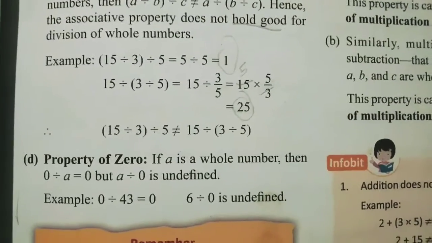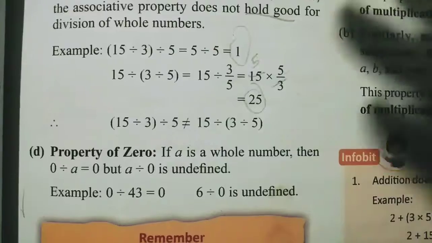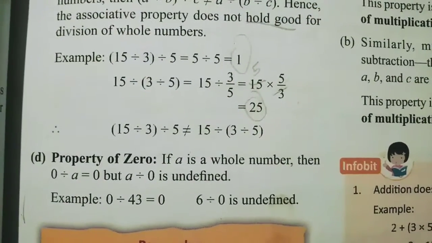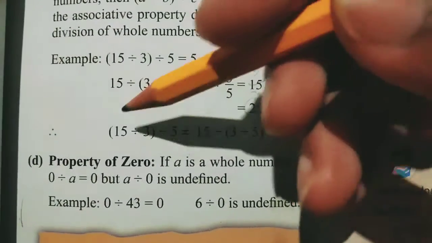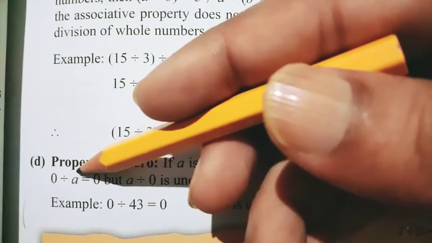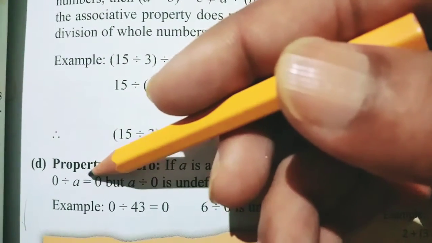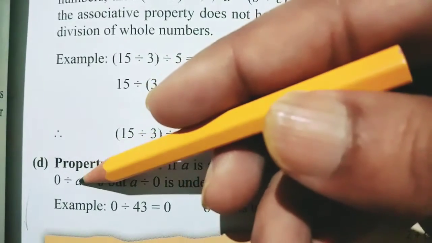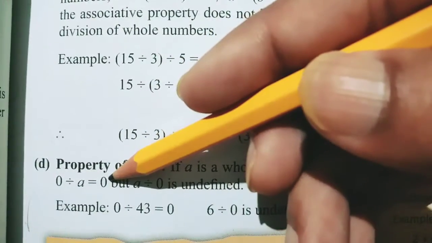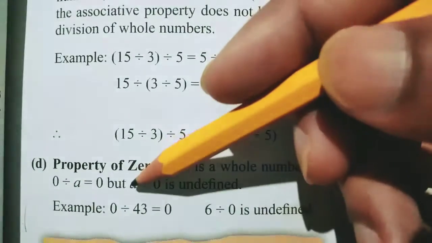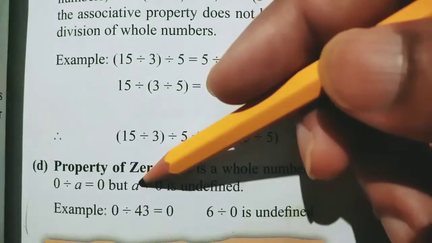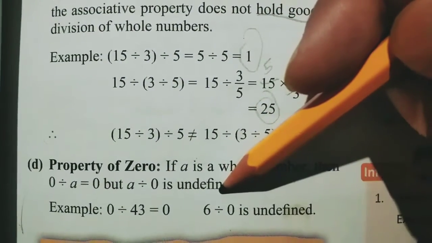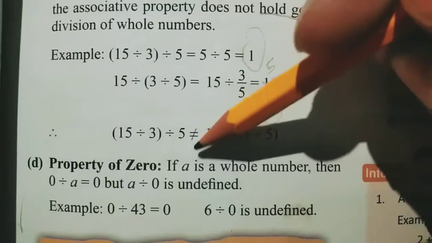Understanding my point? Now next, property of 0. What is the property of 0 here? If a is a whole number and we divide 0 by a, what will the answer be? It will be 0 only. If we divide 0 by any whole number, the answer will be 0. But when we divide any number a by 0, it is not defined. That is undefined. It cannot be divided. Understanding or not?